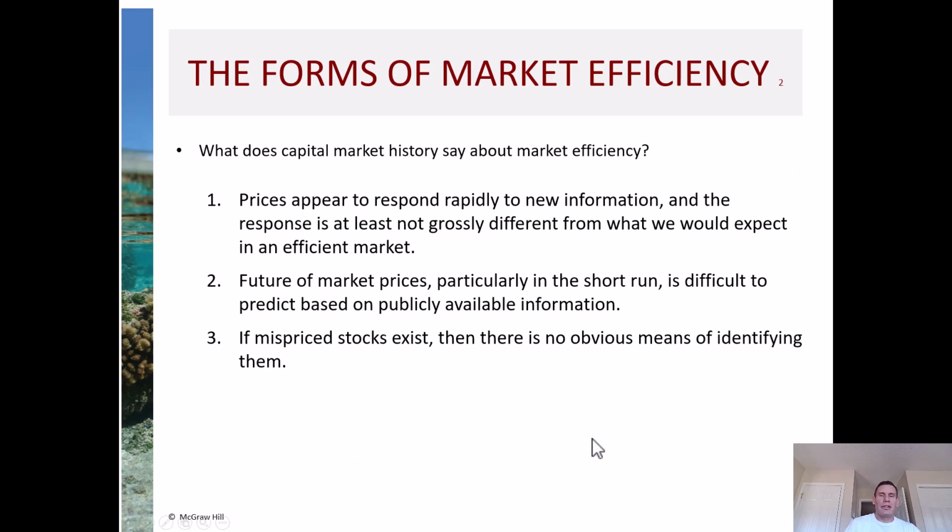So what does capital market history say about market efficiency? Well, the first thing it says is prices appear to respond rapidly to new information, and the response is at least not grossly different from what we would expect in an efficient market. So that's good. But number two, the future of market prices, particularly in the short run, is difficult to predict based on publicly available information. Again, makes sense. Number three, if mispriced stocks exist, then there is no obvious means of identifying them. So just a little bit there about the efficient markets hypothesis.